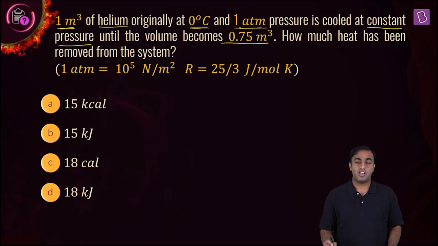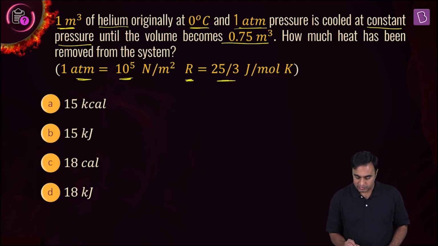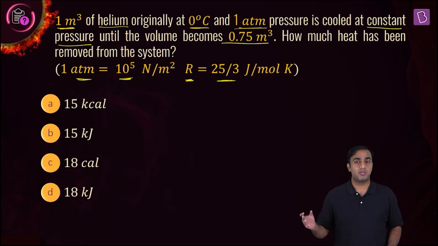We are supposed to find how much heat is removed from the system. Also, it's given that 1 atmospheric pressure is 10 to the power 5 Newton per meter square, and universal gas constant R value can be taken as 25 by 3 joule per mole per Kelvin. Alright. How do you calculate the heat that's been removed from the system?